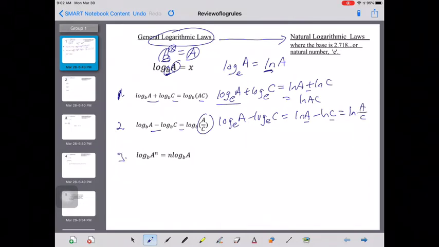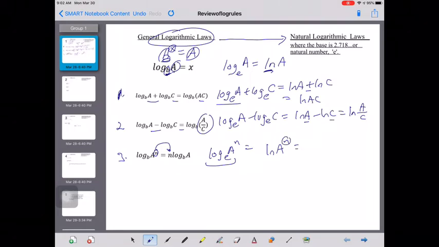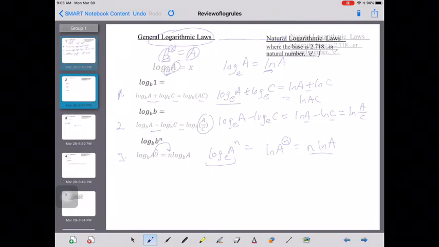Now the last one here is the power law, or the power rule, where you can take the exponent of the argument and bring it to the outside of the log. This should have been proven in the previous school year math course. So when it comes to base e, we do this exact same thing, a to the n, but we're going to change this log_e into natural log, rewrite this out, and the same rule applies. The exponent of the argument can be reformatted to be the coefficient of the natural log expression.